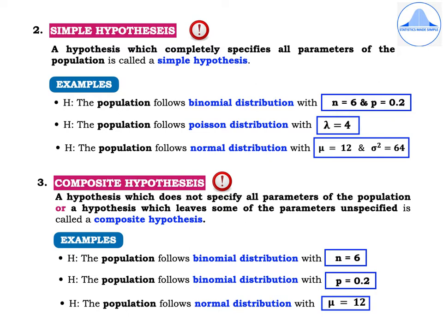But note that the Poisson distribution cannot be an example for the composite hypothesis, because the Poisson distribution and the Bernoulli distribution also, it has only one parameter and that parameter should be specified, and so they fall in the category of simple hypothesis.